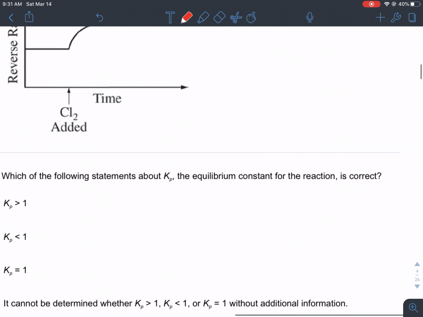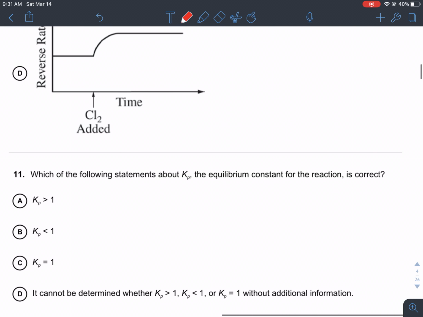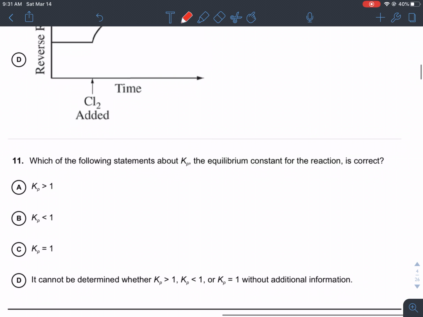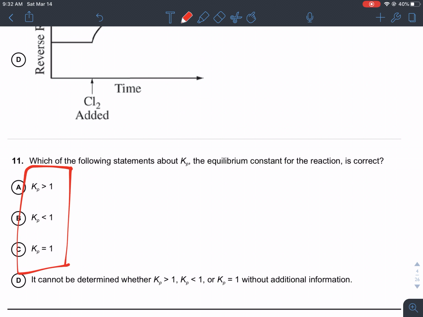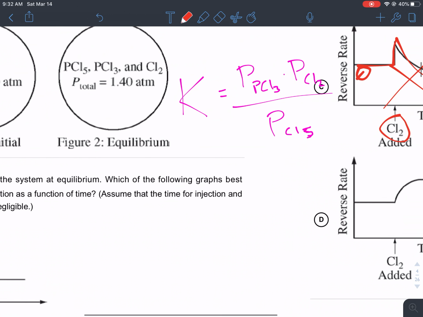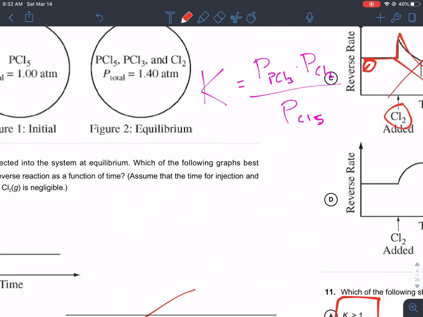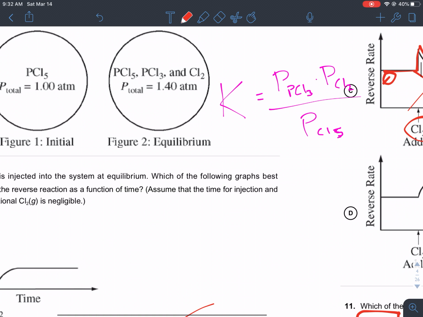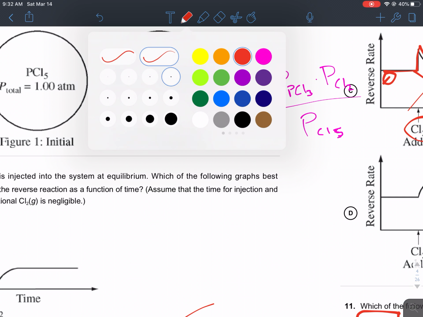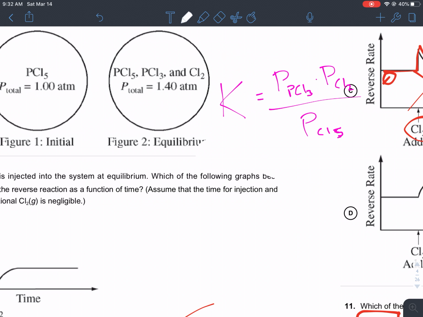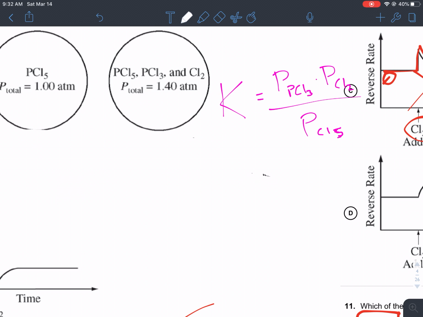Number 11, using the same things. Which of the following statements about Kp, the equilibrium constant for the reaction, is correct? Look at these. What is Kp? Is it greater than 1, less than 1, or is it equal to 1? All right, let's calculate it. I have these numbers here. Okay, and what we're going to do here, and let me kind of create some space, is set up an ICE table.